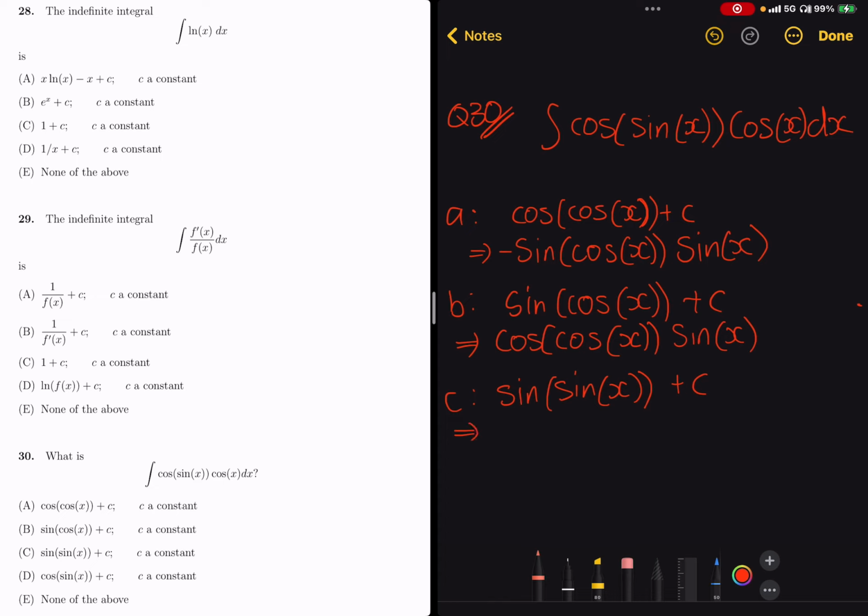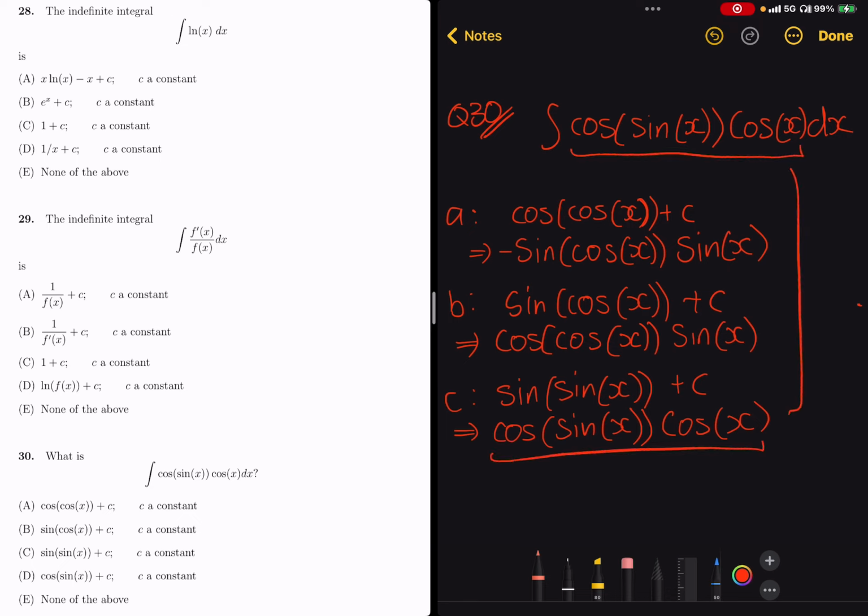So we differentiate this. Sine becomes cosine. This becomes cosine of sine of x multiplied by the derivative of the inside, which is cosine of x. Now this is exactly what we have up here. These are exactly the same. Therefore, the answer, in fact, is C. So the integral of cosine of sine of x times cosine of x dx is sine of x plus C.